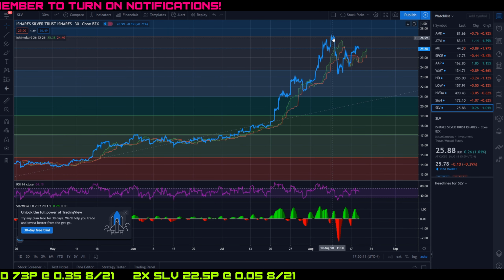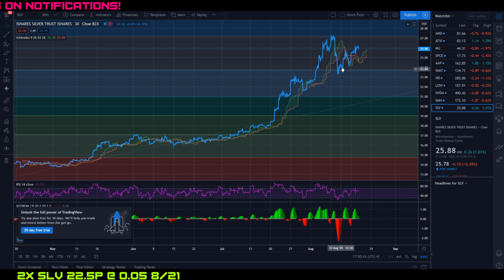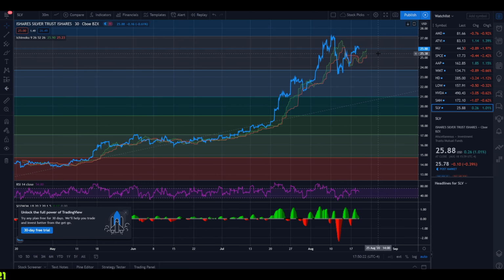Let's take a look at silver. So silver, from the past few days, it had a pretty big dip, but it looks like we're rallying back. So that's why I got into silver, because I wanted to be a part of this rally, and hopefully my cash secured puts will expire worthless.